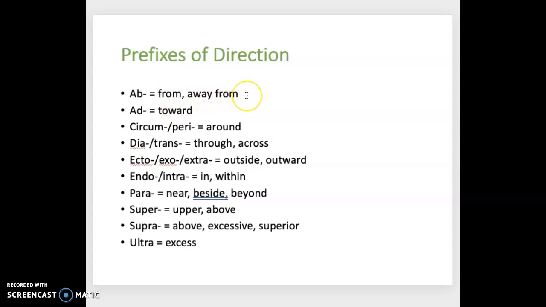Ab is from, ad is toward. So abduction is movement of a body part away from the body. Adduction is movement of a body part toward the body.